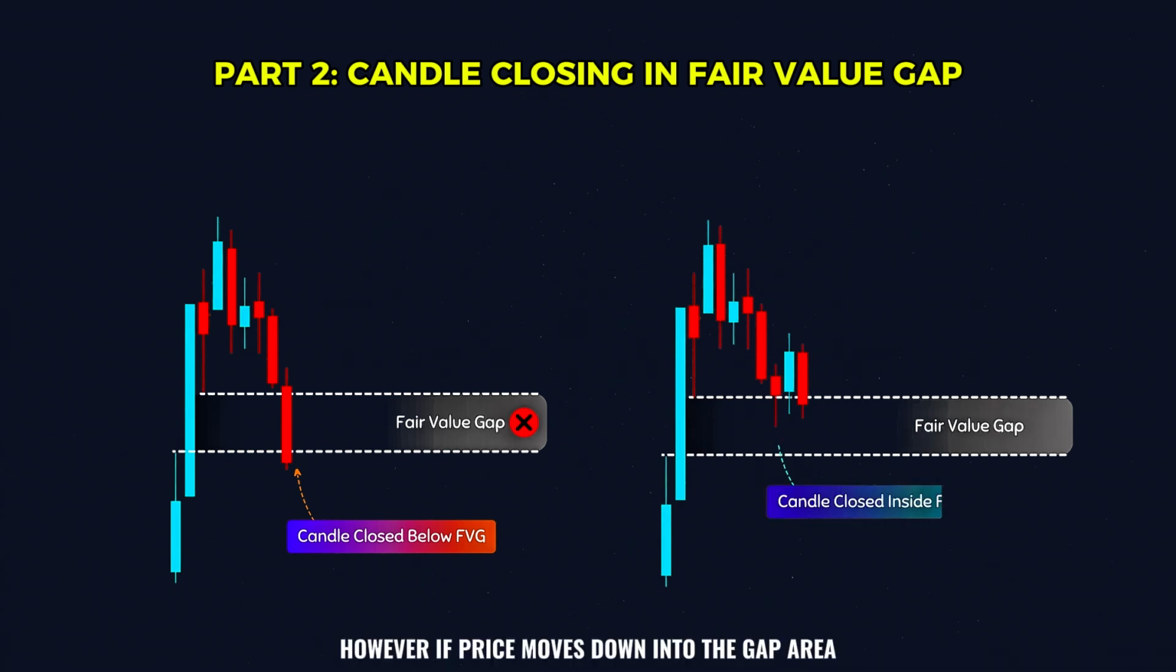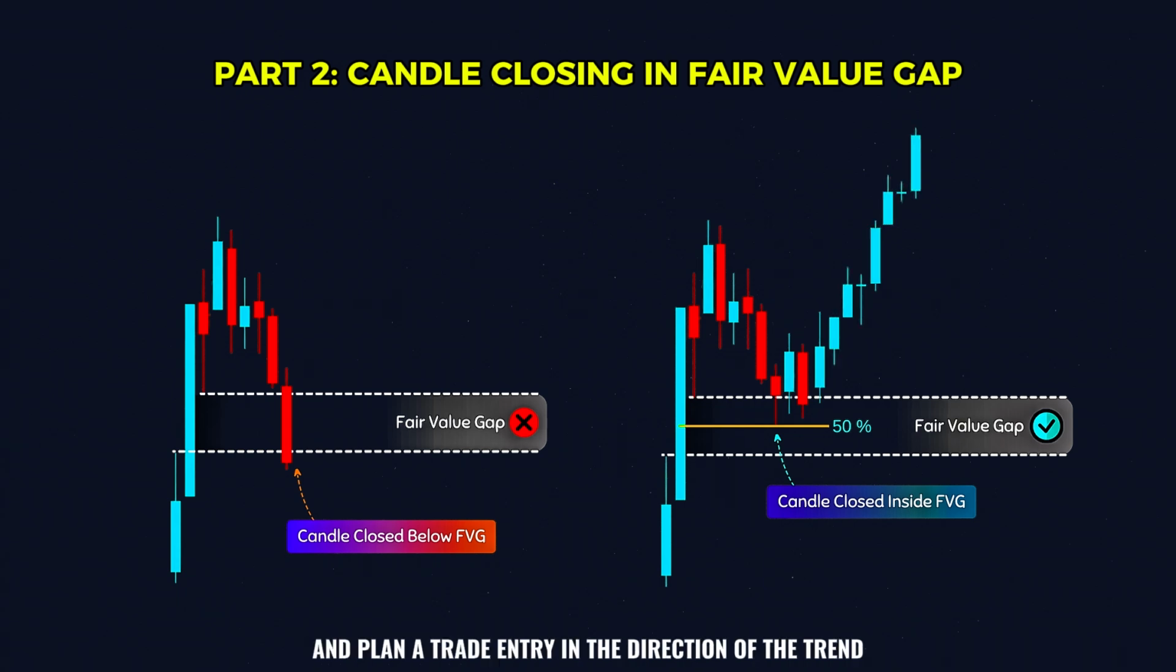However, if price moves down into the gap area, forms a long lower wick, and the candle closes around the 50% area or above it, we can consider it a valid fair value gap and plan a trade entry in the direction of the trend. This is because price faced resistance whilst trying to move below this area, meaning the zone still has the ability to reverse price. The market has also swept the liquidity below through the lower wick of this candle, which increases the chances of price returning to trade in the direction of the previous trend.